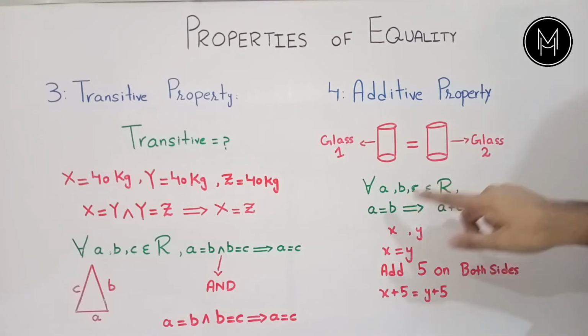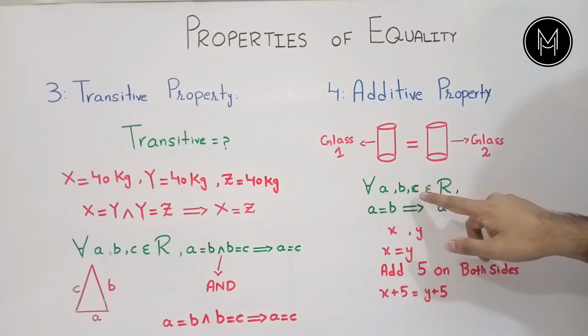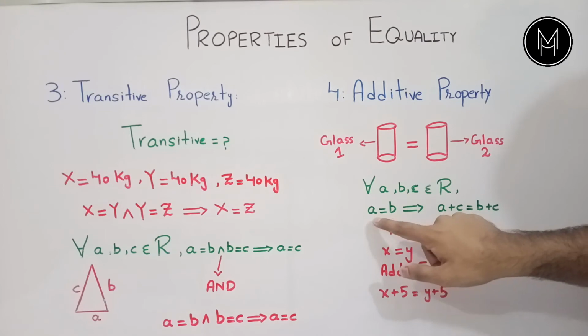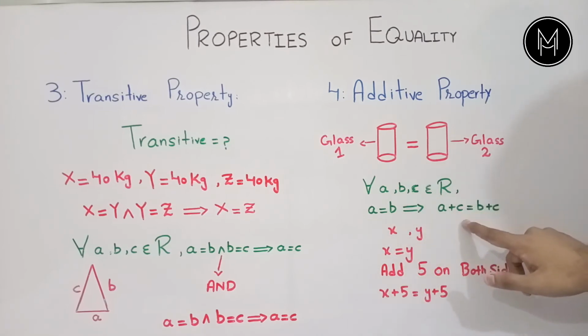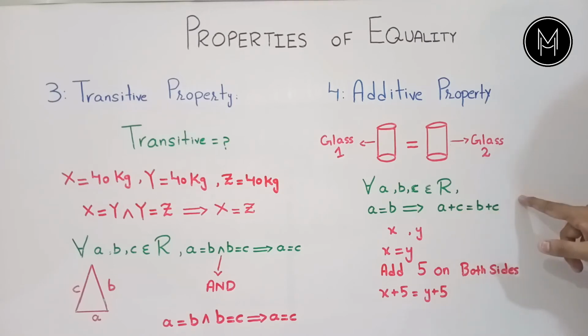And for real numbers, this property says let's say we have three real numbers a, b and c. Then if we say a is equal to b and add a common number c on both sides of the equality, then even after addition of c the equation will be equal. a plus c is equal to b plus c.